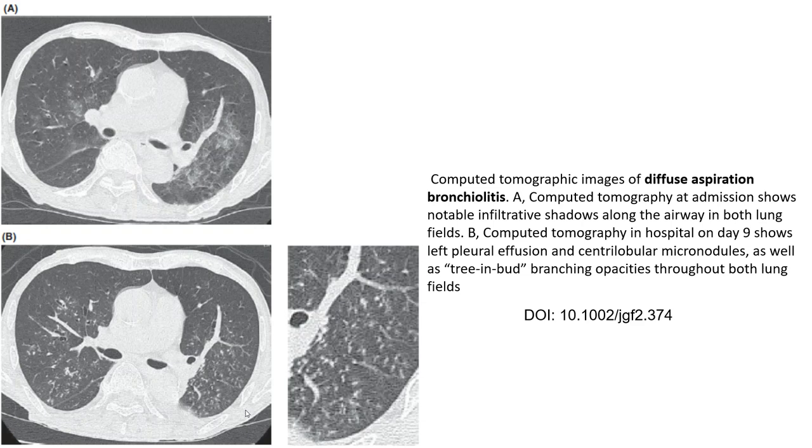And this is the computed tomographic image of diffuse aspiration bronchiolitis. A is a computed tomography at admission, showing infiltrative shadow along the airway in both lung fields. B is computed tomography in hospital on day 9, showing left lateral obstruction and centrilobular micronodules as well as tree-in-bud opacity throughout both lung fields.